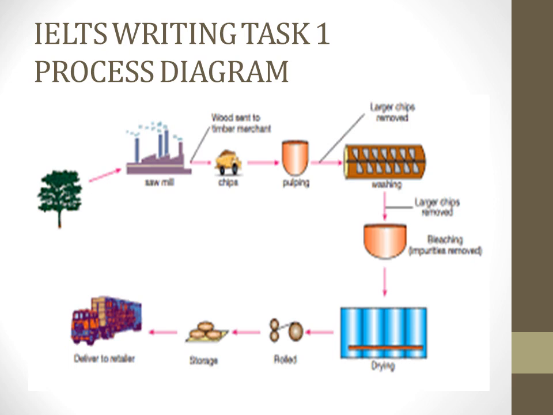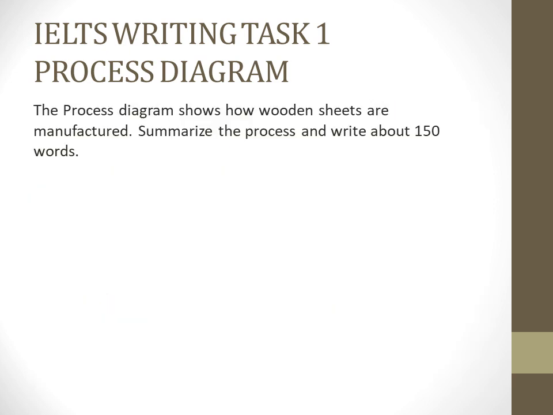So let's understand the question and try to answer it. The process diagram shows how wooden sheets are manufactured. Summarize the process and write about 150 words. So we have to write a summary about the process.